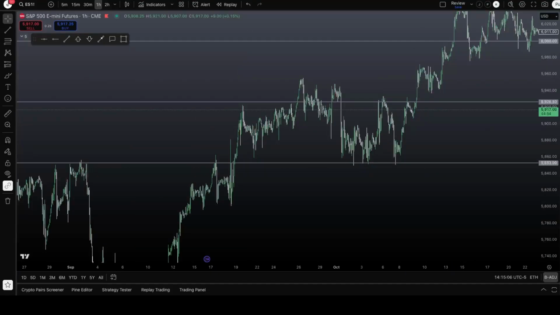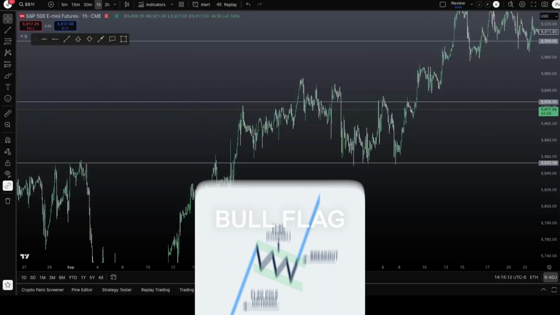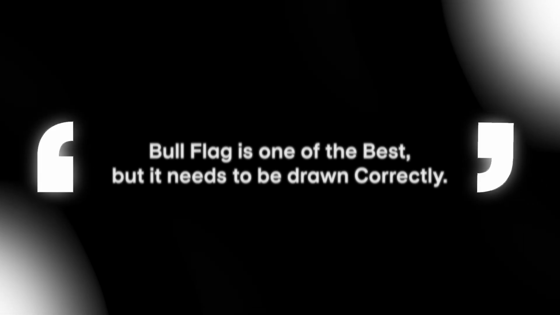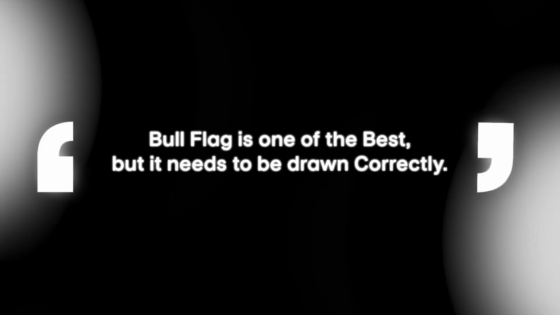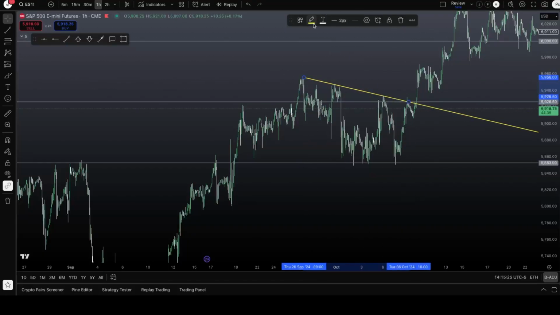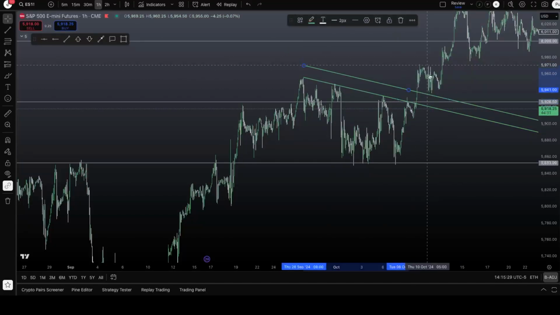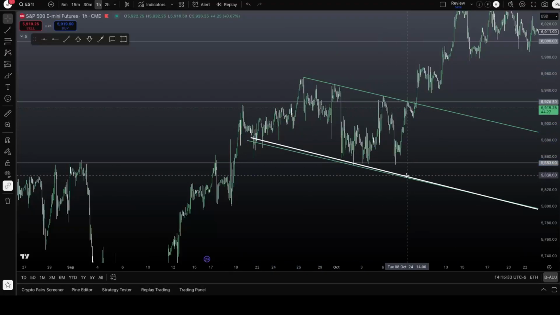Now let's talk about the most common and best quality chart pattern, the bull flag. There are tons of chart patterns out there, but most don't have any actual statistical significance, but the bull flag is one of the best. Now, it does have to be drawn correctly. So when you see a series of lower highs like this, you can draw your trend line here, and the best thing to do for this is to take that and clone it, because you want the bull flag to be parallel. Line that up.